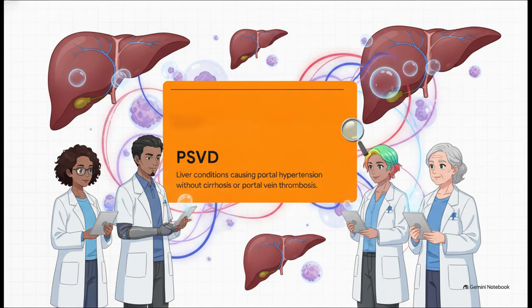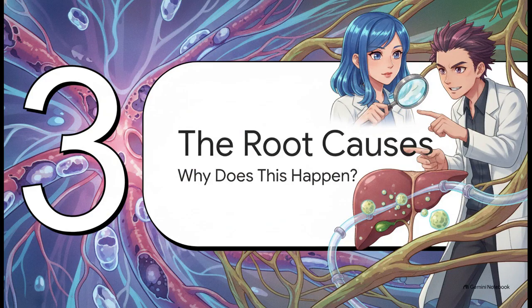The definition is elegant and precise. It's a group of liver conditions causing portal hypertension in the absence of cirrhosis or portal vein thrombosis. By grouping all of this under the PSVD banner, researchers and clinicians can finally track, study, and treat this condition without getting bogged down by a dozen overlapping historical names. Section 3. The root causes.